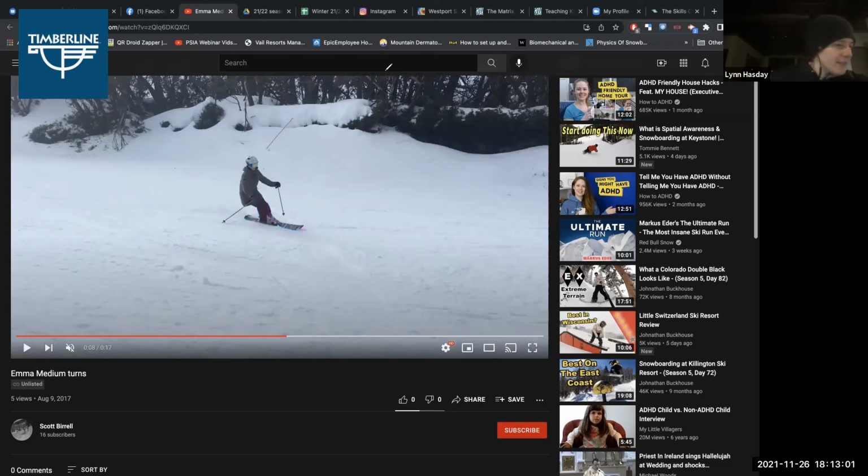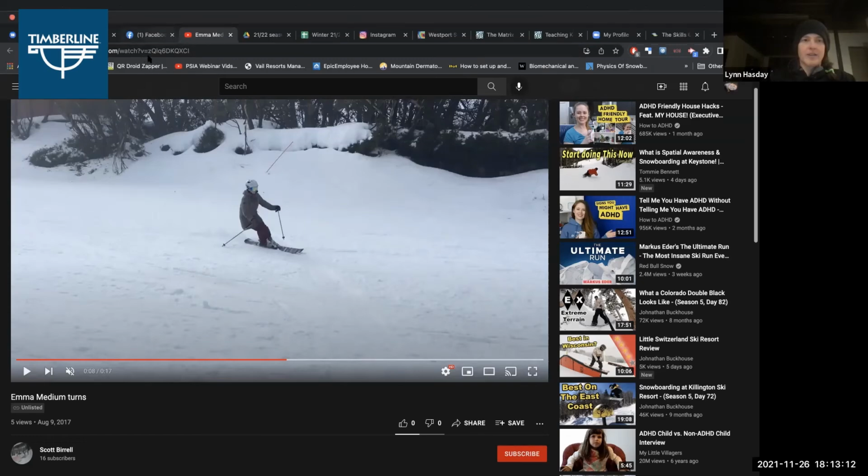All right, so the next fundamental we'll talk about, and this is the third one that we're going over, is going to be in relation to edging. So it's control edge angles through a combination of inclination and angulation. So I'll write it down here so you can see the words.